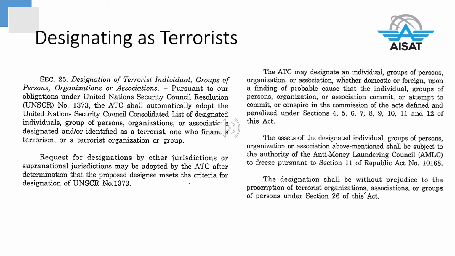And who is the ATC anyway? Do they have this power to designate a group as terrorists? And how would the persons under suspicion have the ability to defend themselves? Can they defend themselves? According to this provision, they don't have the right to defend themselves because the ATC can do it on their own, so long as they find probable cause that that group is a terrorist. That's why Section 25 is a very contentious provision in this law.